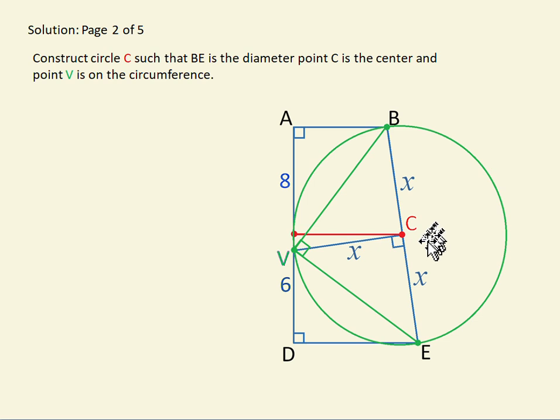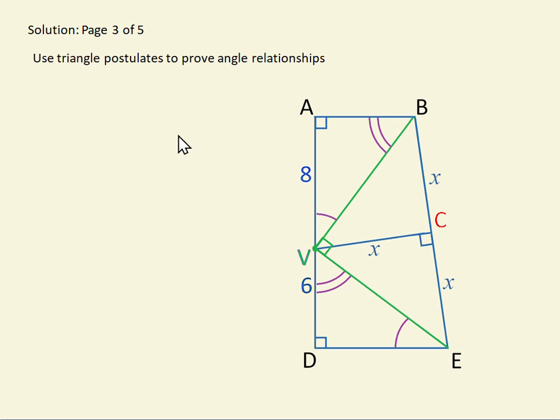So now we have two triangles that are inside the trapezoid, but that also gives us two other triangles that share the hypotenuse with the two triangles inside the circle. So now we're going to use triangle postulates to prove the angle relationships.